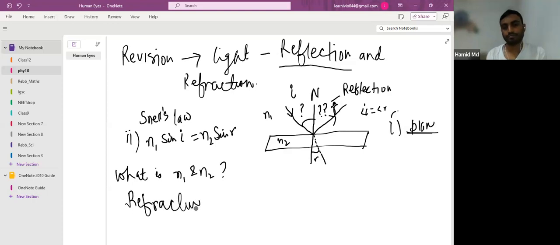Refractive index, right? And what is refractive index? The question is not going to be over. What is refractive index?